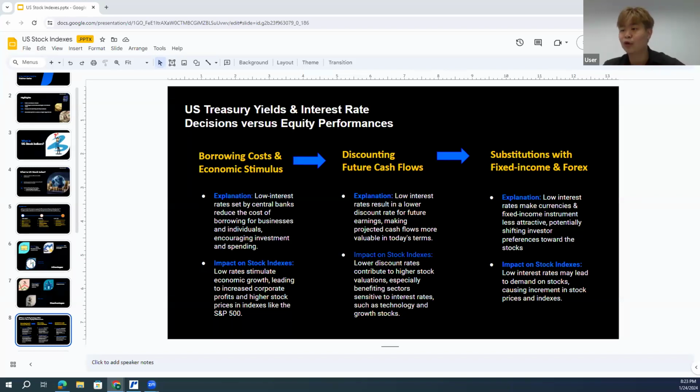There will be a very good long explanation. It will take some time to explain. And then the third thing is, why are interest rates and US equity performance related?